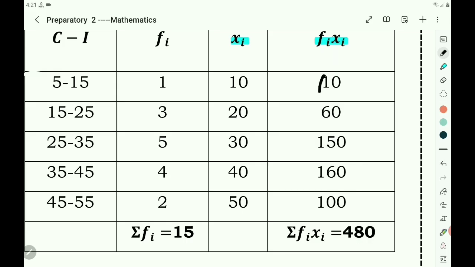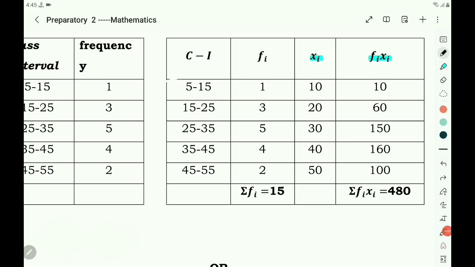And 1 plus 6 is 7, 7 plus 5 is 12, 12 plus 6 is 18. Write 8 and carry 1. 1 plus 1 plus 1 plus 1 is 4. So sigma Fi xi is 480.